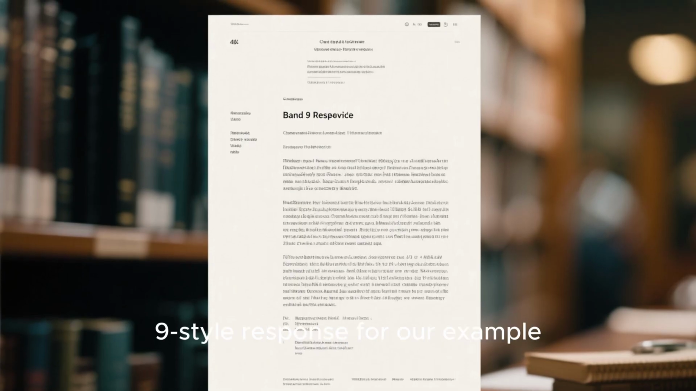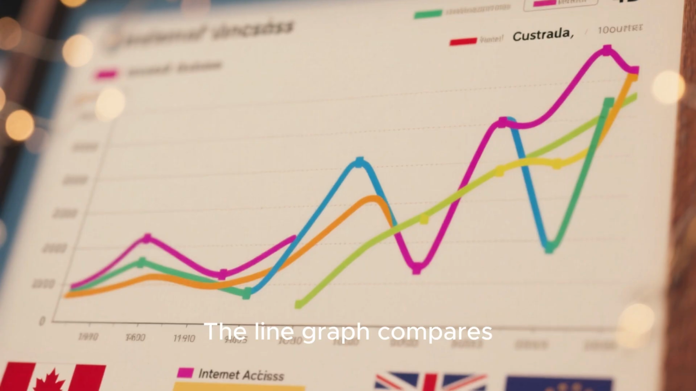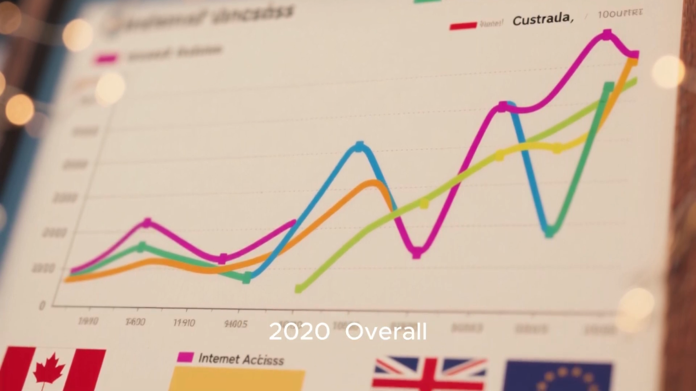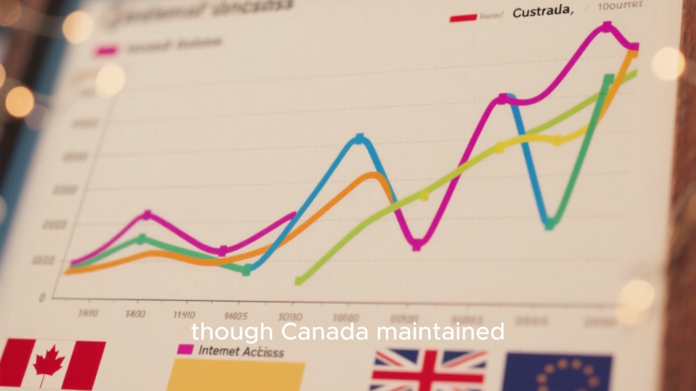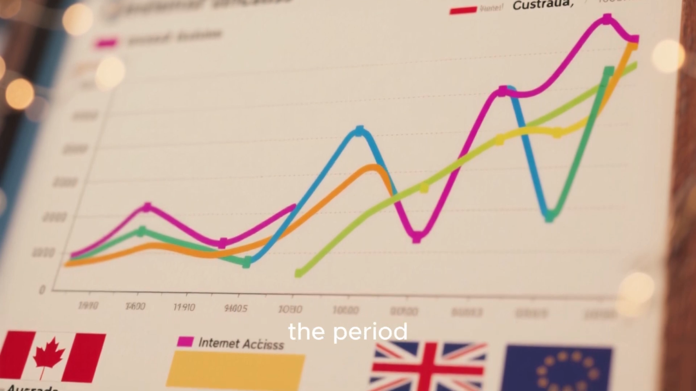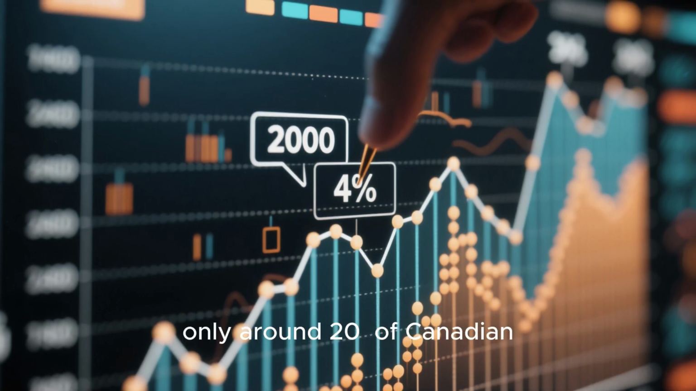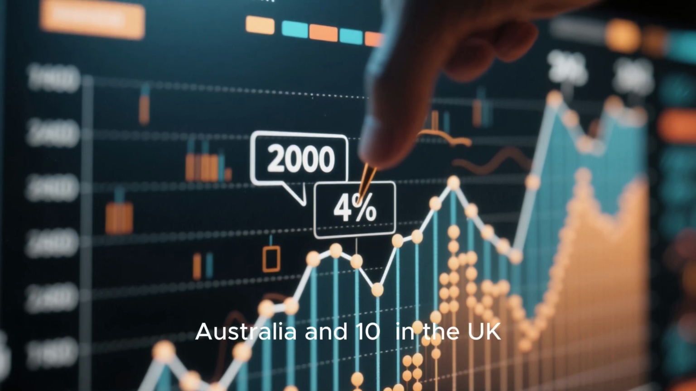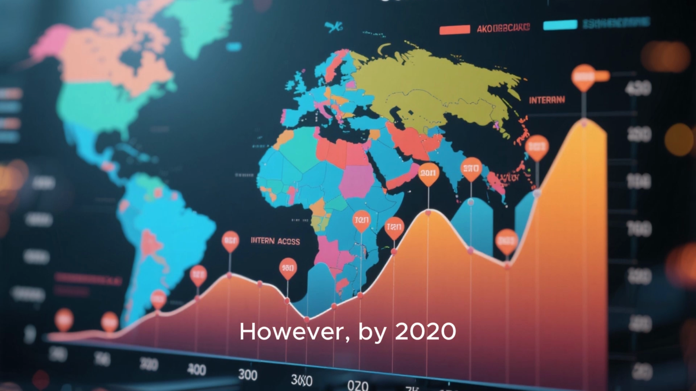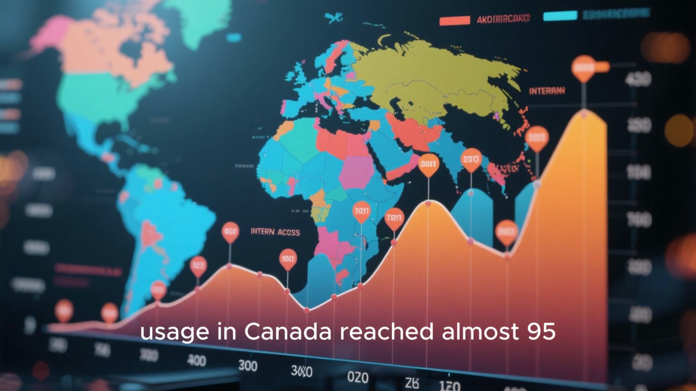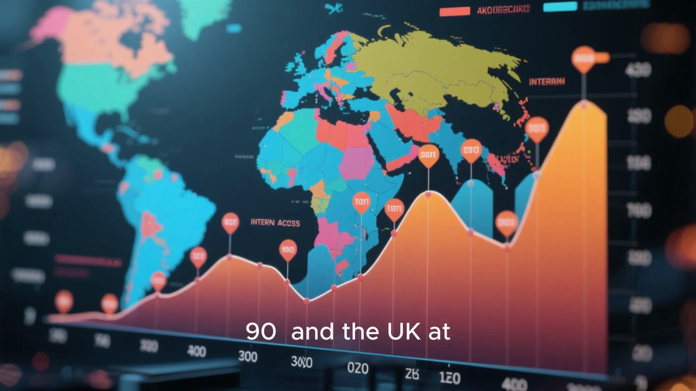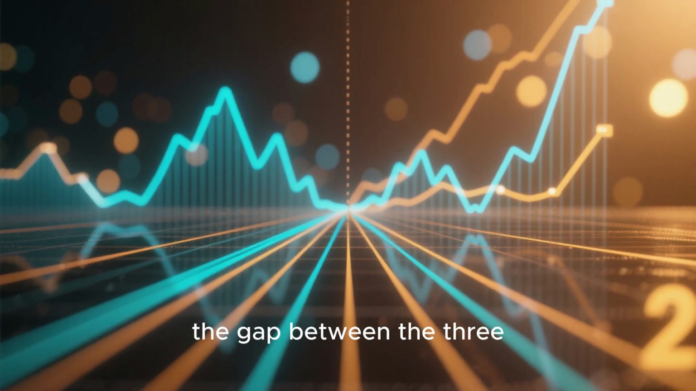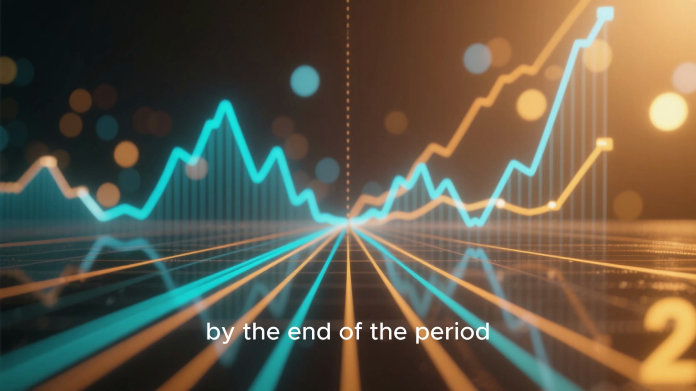Here's a short, Band 9 style response for our example graph. The line graph compares internet access in 3 countries from 2000 to 2020. Overall, all nations saw dramatic growth, though Canada maintained the highest proportion throughout the period. In 2000, only around 20% of Canadian households had internet access, compared with 15% in Australia and 10% in the UK. However, by 2020, usage in Canada reached almost 95%, slightly higher than Australia at 90% and the UK at 85%. Despite similar upward trends, the gap between the three countries narrowed considerably by the end of the period.